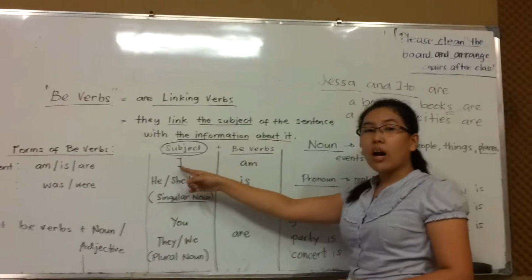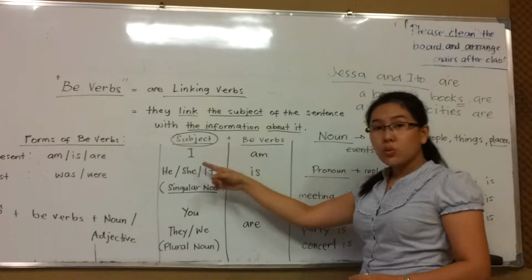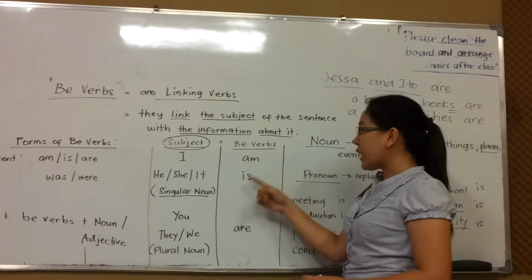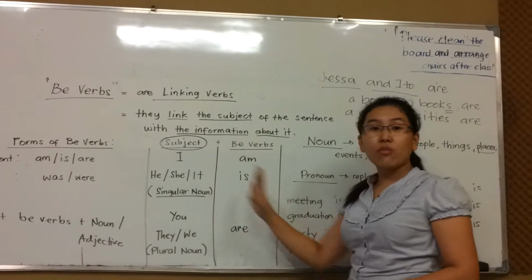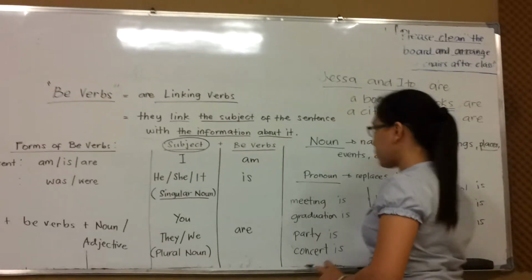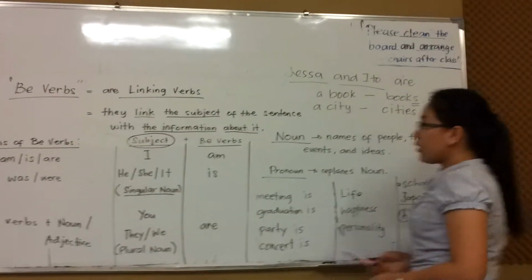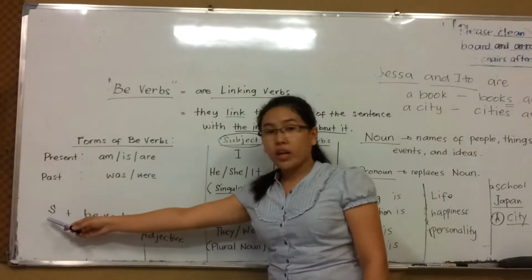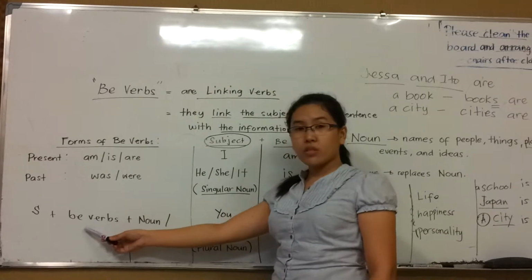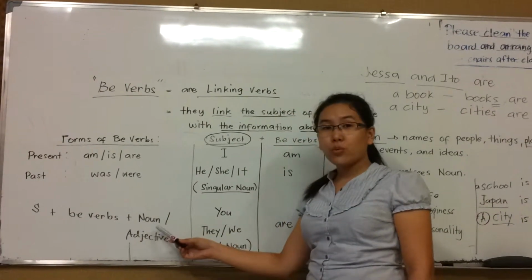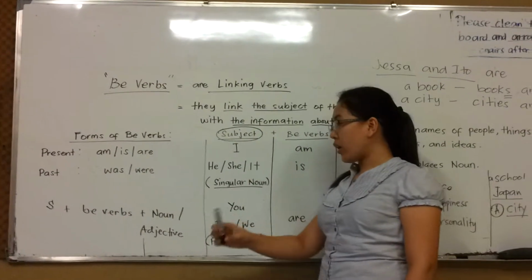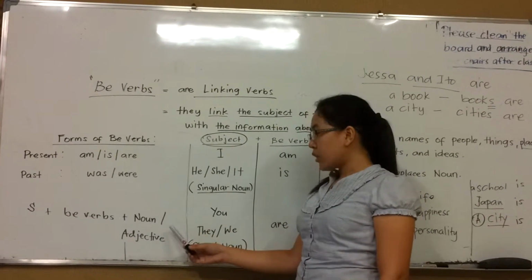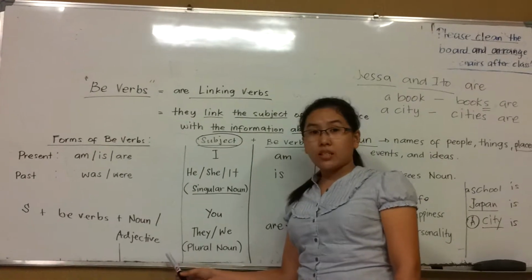But for the use of I, we only use it with am. Okay? So am. But then for is and are, you can use different forms. Alright? So here, for your forms, we have the pattern: subject, be verbs, plus noun or adjective. Anyway, we already discussed noun, but adjective isn't yet.